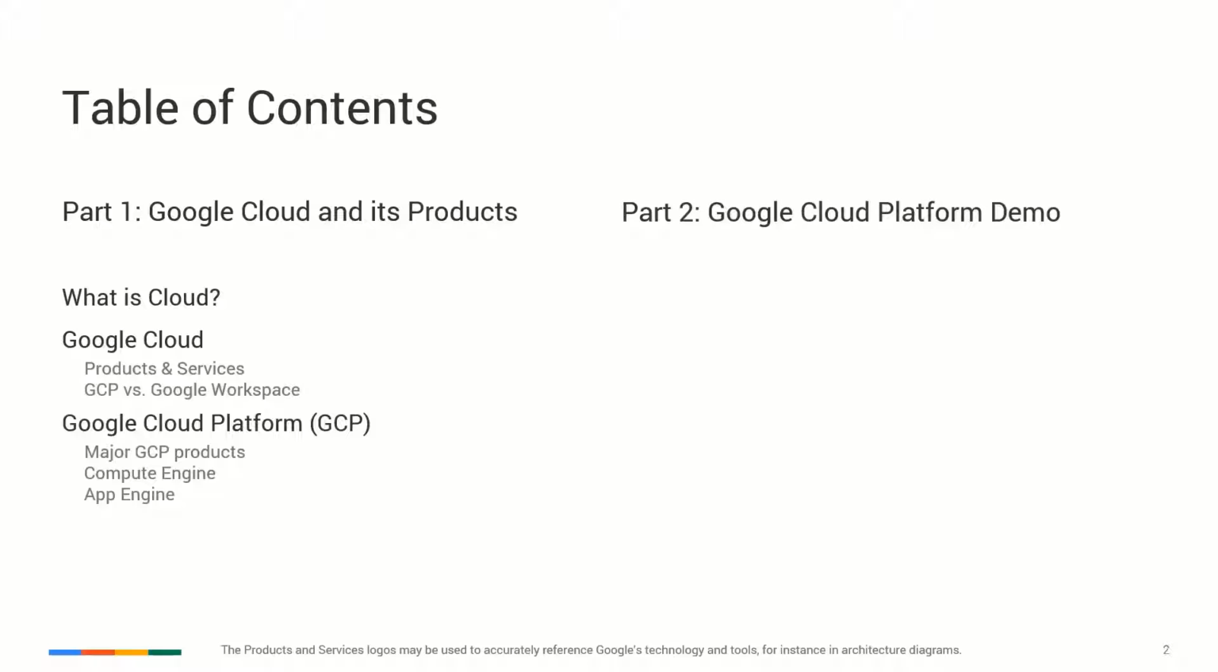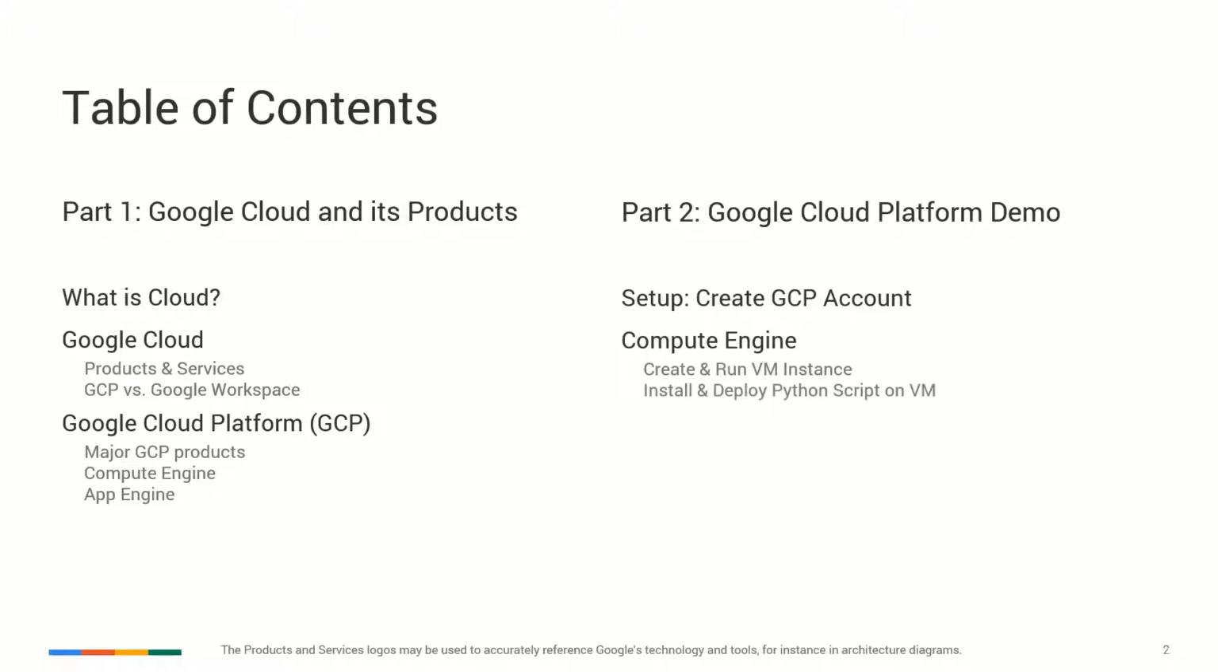So the second part will consist basically of demos of these two last products, which will be presented by my colleague. Together we're gonna set up and create a GCP account. Then in the Compute Engine, we're gonna create and run a VM instance, install and deploy a Python script on the virtual machine. And in the App Engine, we're gonna create a scalable Python app and deploy it. Of course, all the links and the commands will be available on the slides so that you can all replicate the demonstration on your own local devices.